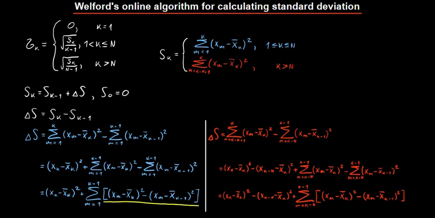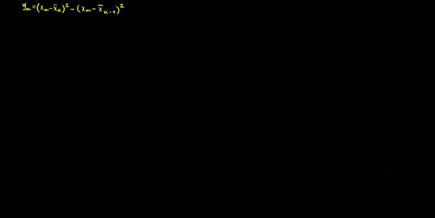Notice that the summation terms in both cases have the same structure. We will denote that common expression as y sub m and simplify it on the next slide. Okay, let's expand y sub m. We get x sub m squared minus 2 times x sub m times the current average plus the current average squared minus x sub m squared plus 2 times x sub m times the previous average minus the previous average squared.